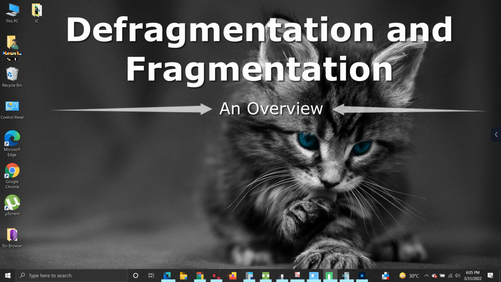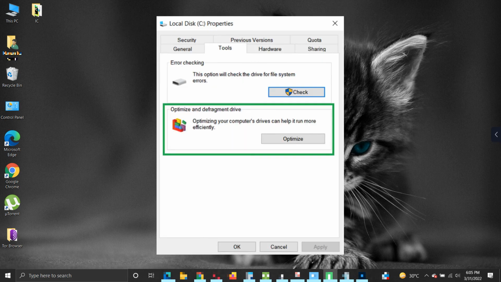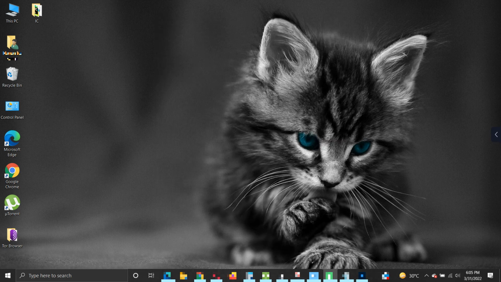Defragmentation and fragmentation. Disk Defragmenter is a utility in Microsoft Windows designed to increase data access speed by rearranging related data files stored on a disk to occupy contiguous storage locations. The process is called disk defragmentation.